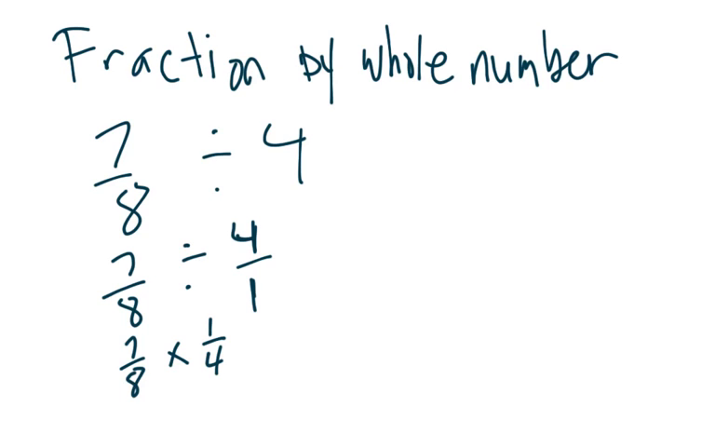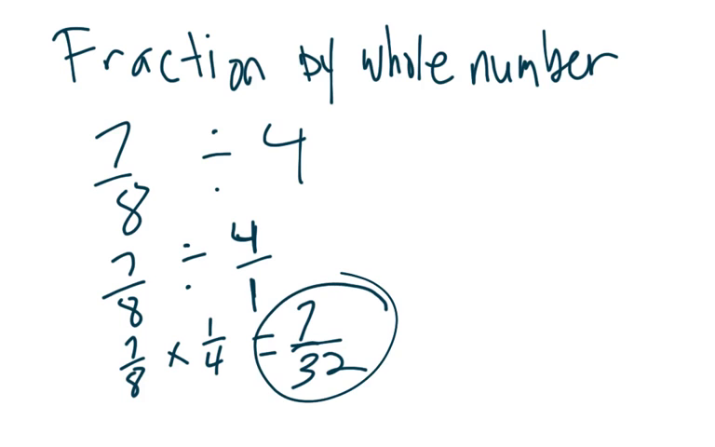There isn't any cross simplifying that can be done, so I'm just going to go ahead and multiply across. 7 times 1 is 7. 8 times 4 is 32. 7/32 is simplest form, so I'm done.